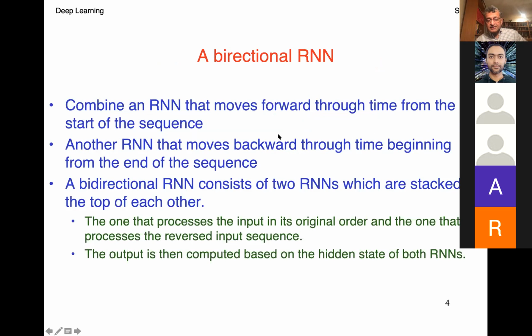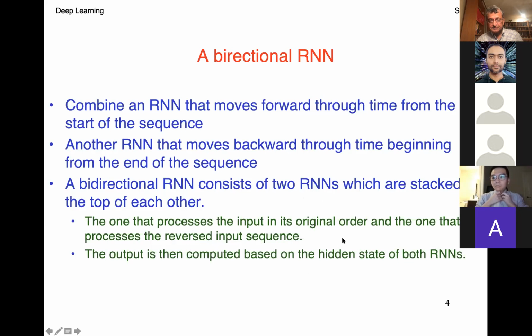So a bidirectional RNN that's not just going left to right combines an RNN that moves forward through time from the start of the sequence with another RNN that moves backward through time beginning from the end of the sequence. So assuming you have the whole thing recorded, and you first obtain the signal and then you are able to do that, and for the next signal, you wait and so on. A bidirectional RNN consists of two RNNs stacked one on top of the other: one that processes the input in its original order and one that processes the reversed input sequence. The output is then computed based on the hidden states of both RNNs.